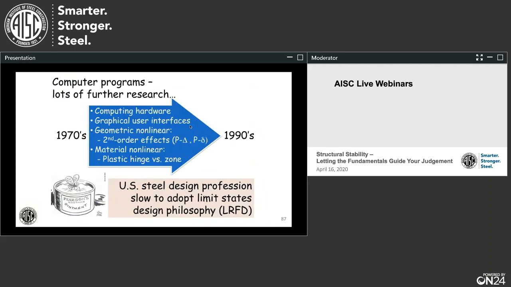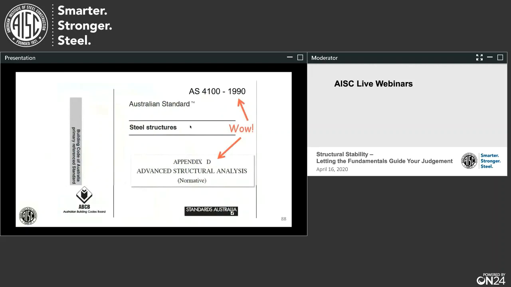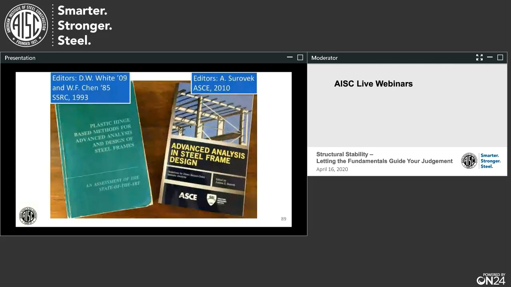So we really couldn't have design by advanced analysis unless the profession were going to move from ASD to LRFD. The rest of the free world, especially Australia, took the step immediately. They called it LSD, limit states design at the time, and so it was very easy for them to modify their specification and have an appendix on using advanced structural analysis. So good on them. We continued work here in the U.S.